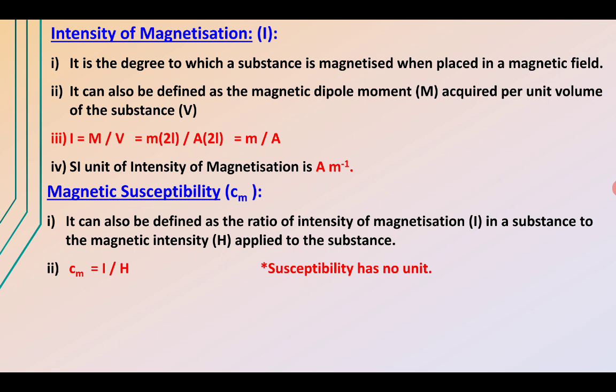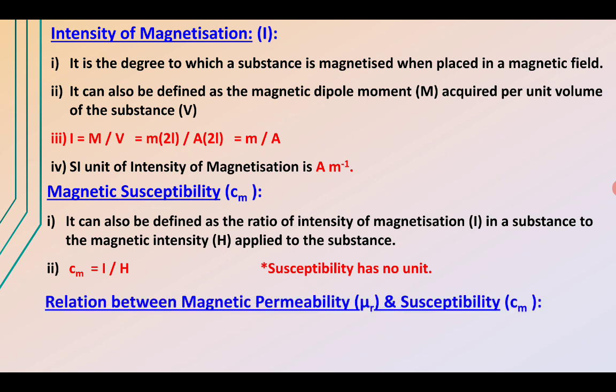This is a ratio. Now there is a relation between the relative magnetic permeability, mu r, and the magnetic susceptibility, psi m. That relation is mu r equals 1 plus psi m, or the relative magnetic permeability is equal to 1 plus the magnetic susceptibility.